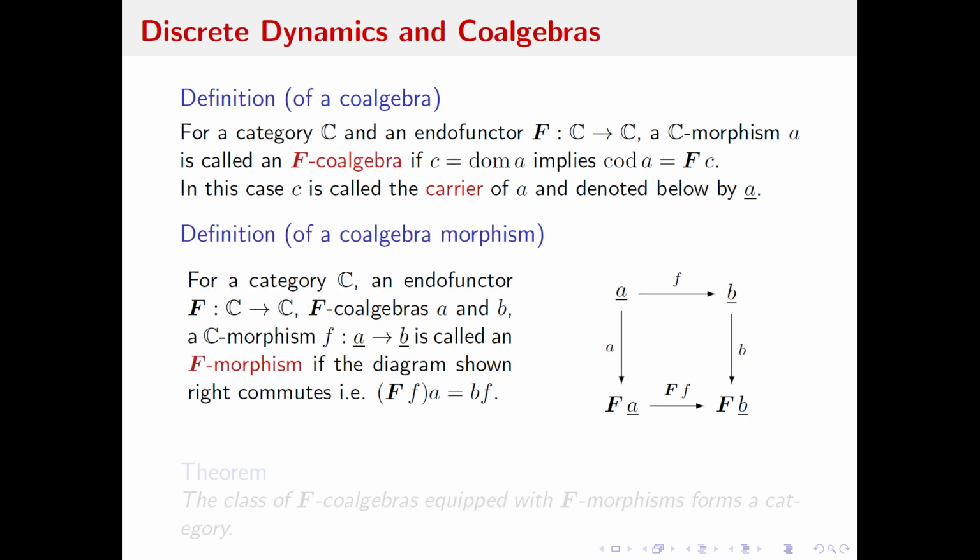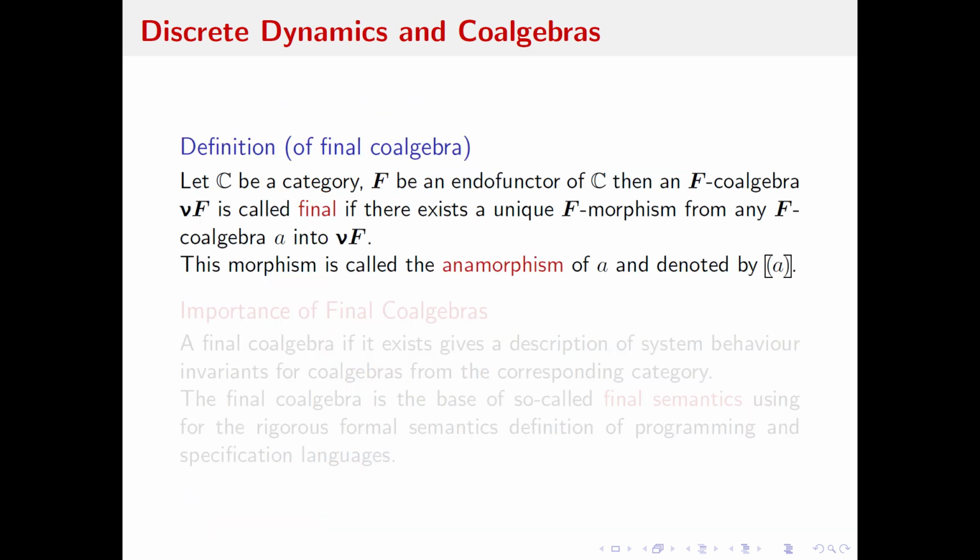This definition of a coalgebra leads naturally to the following definition of a coalgebraic morphism. The manner of defining a coalgebraic morphism is usual for category theory. Thus, the following theorem is quite natural. One of the key instruments in coalgebra theory is the concept of final coalgebra, whose definition is presented on the slide.